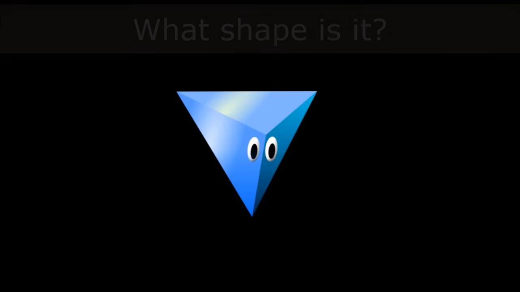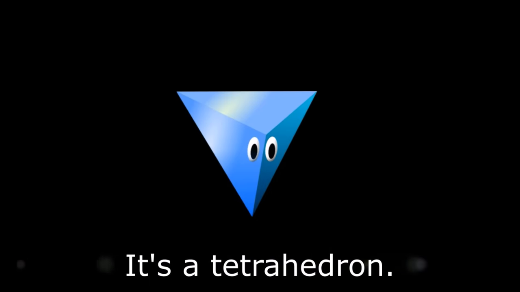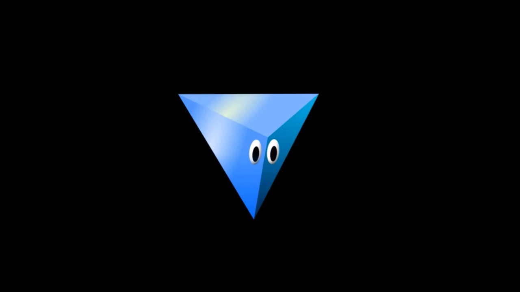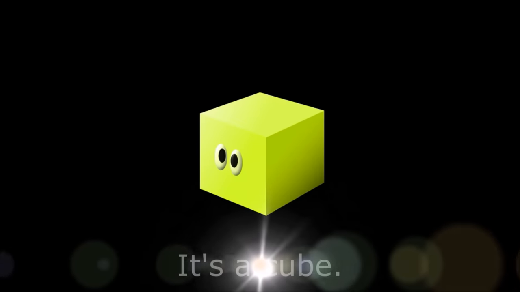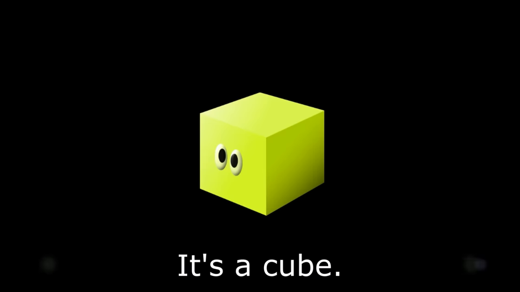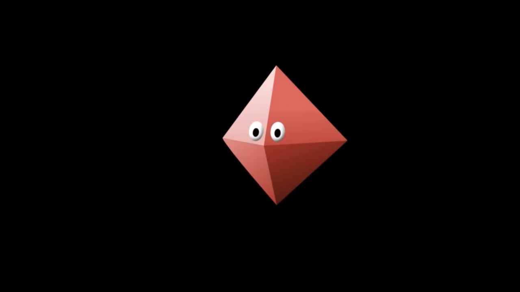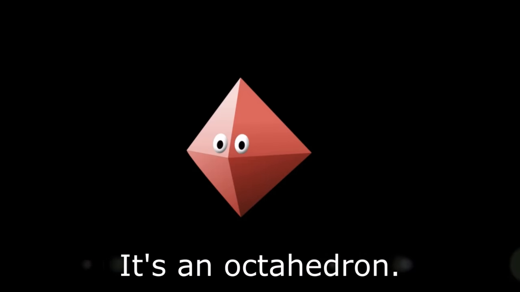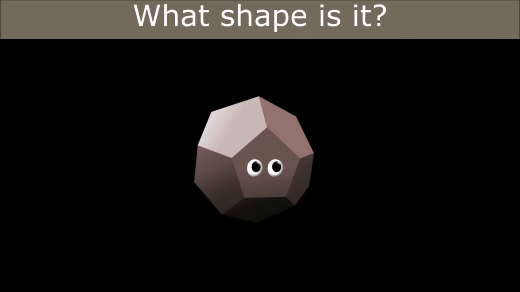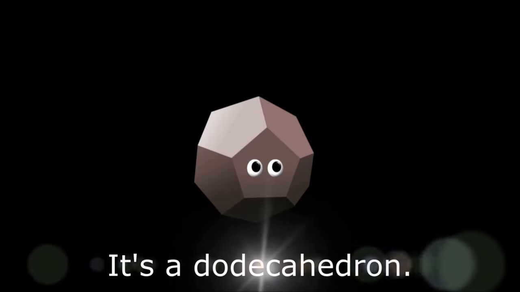What shape is it? It's a tetrahedron. What shape is it? It's a cube. What shape is it? It's an octahedron. What shape is it? It's a dodecahedron.